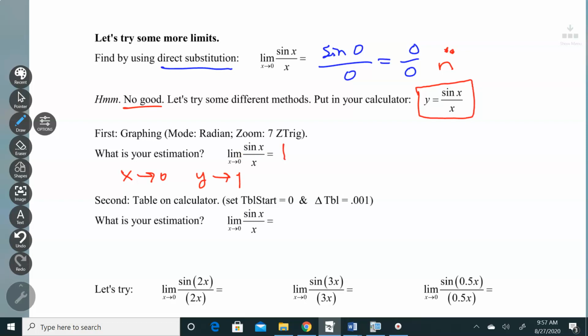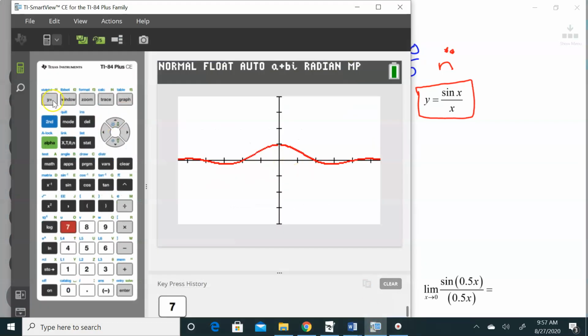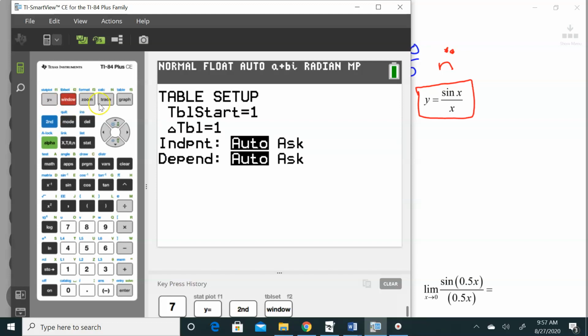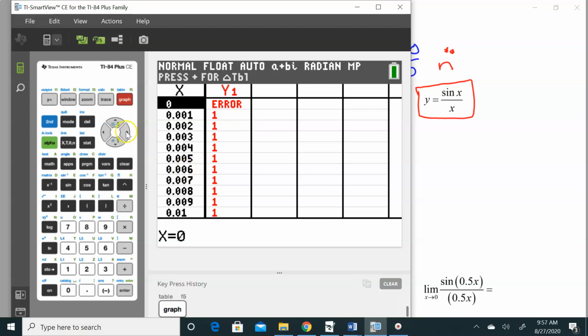Let's try this in the table. So I'm going to look at the table. It's already in my calculator. I'm going to set my table. So I'm going to go to second window, which is a table setup. And I'm going to start the table at 0. I'm going to make my delta table, the increments, 0.001, enter. And then I want to see the table. And when I want to see the table, I hit second graph, and I see the table. And I use my arrows to go up and down to see everything that's going on.